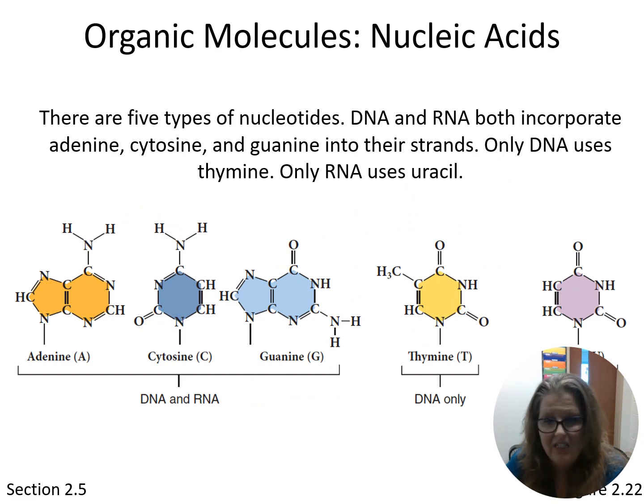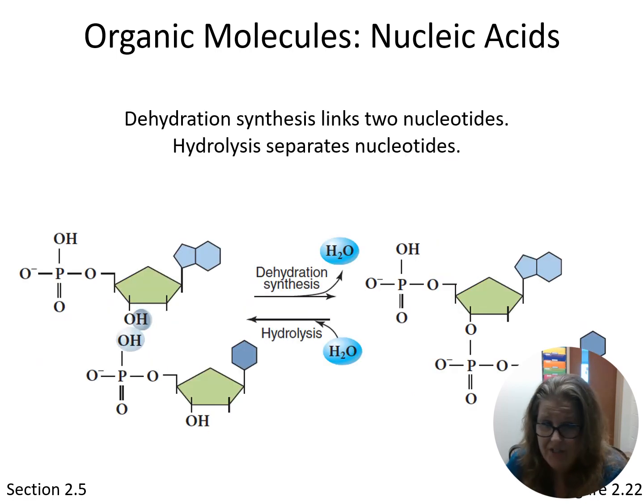There are 5 types of nucleotides. You have adenine, cytosine, guanine, thymine, and uracil. Thymine is only in DNA, and uracil is only in RNA. We're going to get more into this when we get into DNA replication, and making RNA to make proteins. But definitely know these are the nitrogen bases that go with your DNA. These are in both. Thymine is in DNA only, and uracil is in RNA only. And again, dehydration synthesis links them together. Hydrolysis separates them.